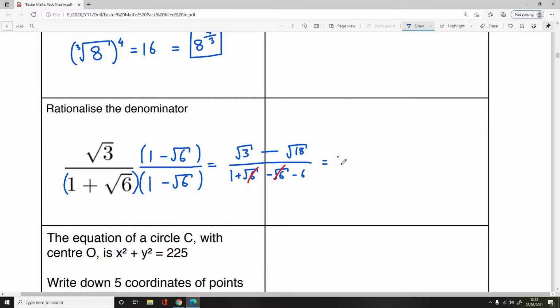So what do we have here? We have root 3 minus root 18 on the top, 1 minus 6 on the bottom, and that's just minus 5. Now, rationalise the denominator. All it means is make the bottom into a whole number, and we've done that. So, job done. Let's move on.